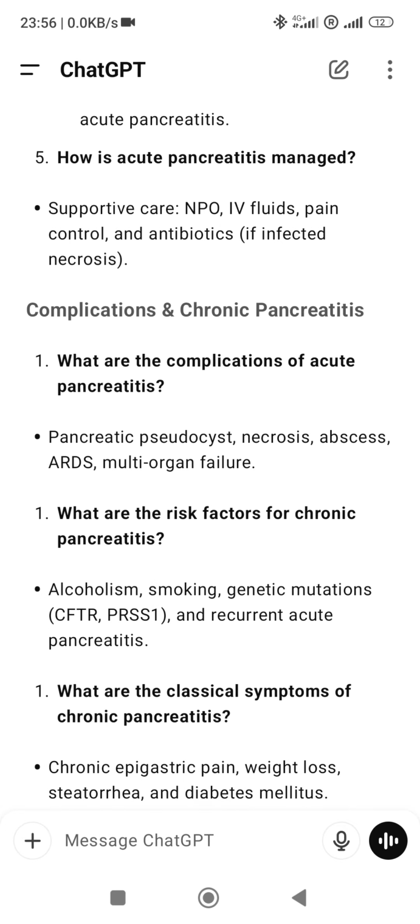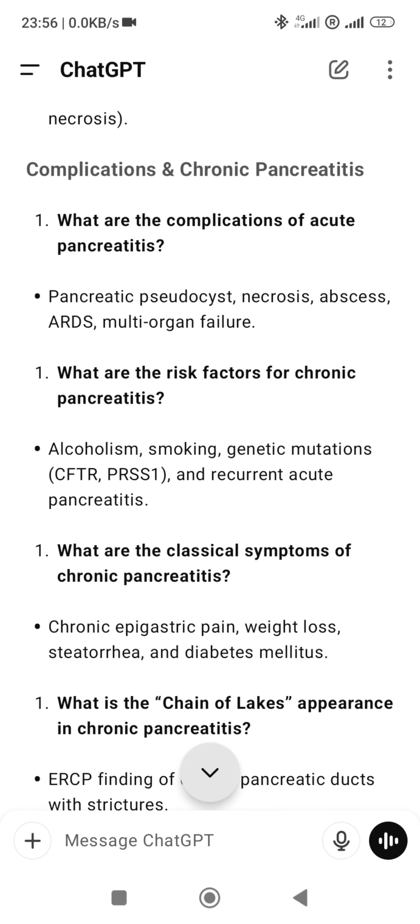What are the risk factors for chronic pancreatitis? Risk factors for chronic pancreatitis: alcoholism, smoking, genetic mutations, CFTR, PRSS1, and recurrent acute pancreatitis.